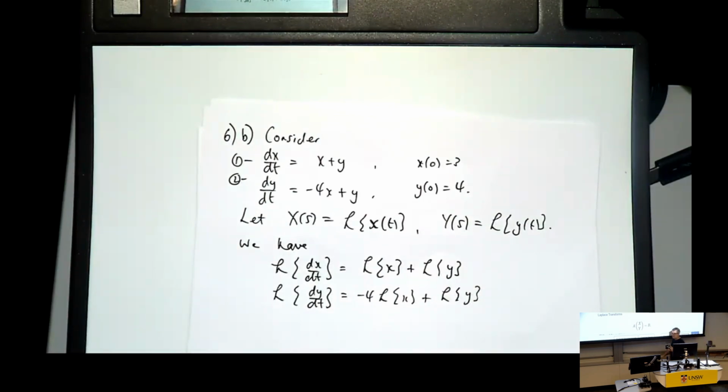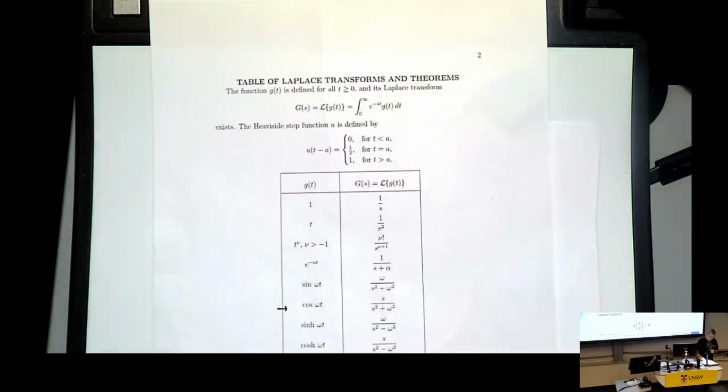Okay, so the only thing we're really going to touch in this transform thing is the transform of derivatives. Okay, we can do something with that. We want to get these bits in terms of something like big X of S, big Y of S. So we go to our table. Where is the transform of derivatives?